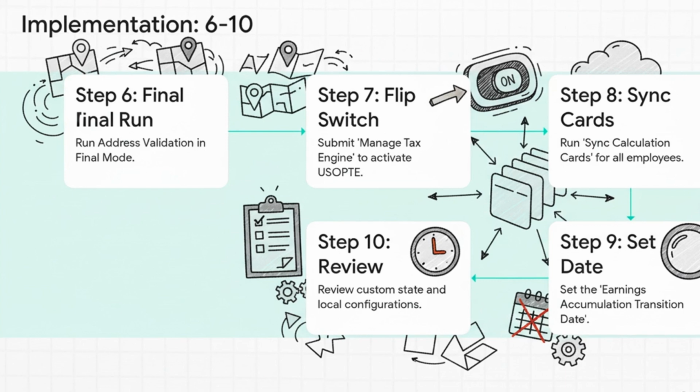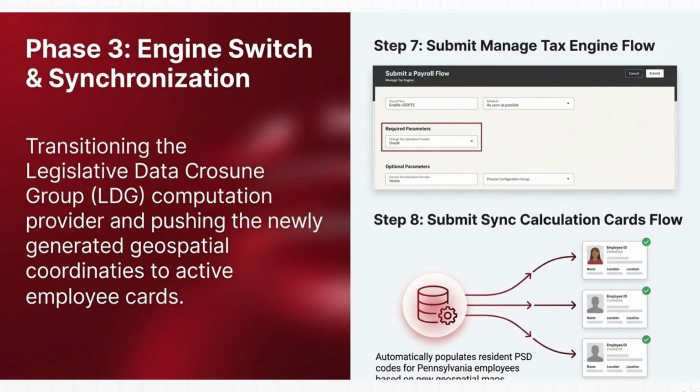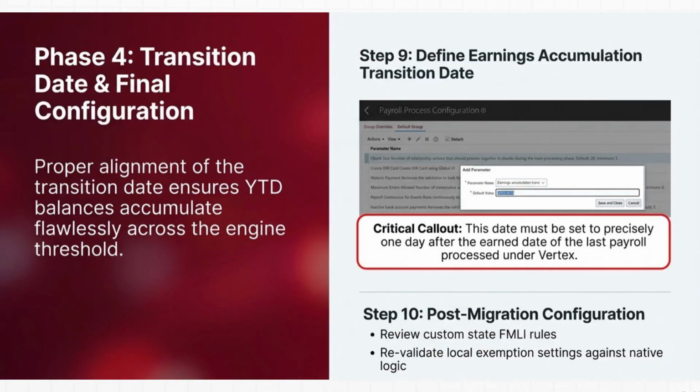Immediately after, in step 8, you sync this new geospatial data to all of your employee tax cards. Step 9 is extremely sensitive, setting the earnings accumulation transition date. This has to be precise. It must be 1 day after the earn date of the very last payroll that was run on Vertex. Finally, step 10 is your sanity check. You review all of your custom rules like FMLI or local exceptions to ensure they carried over correctly.